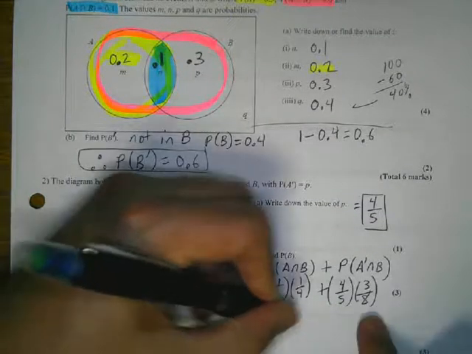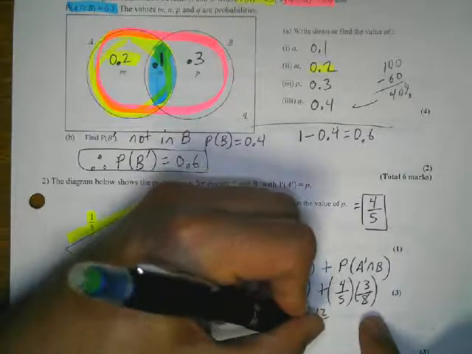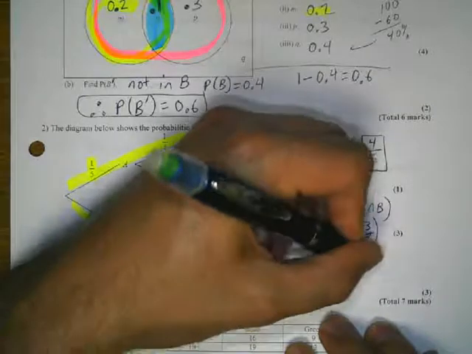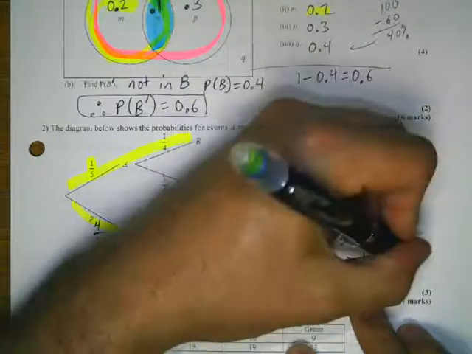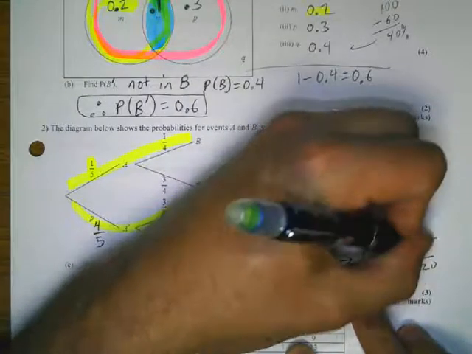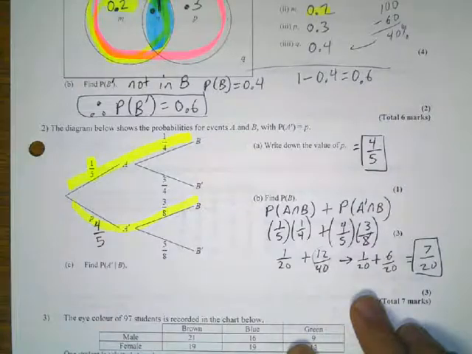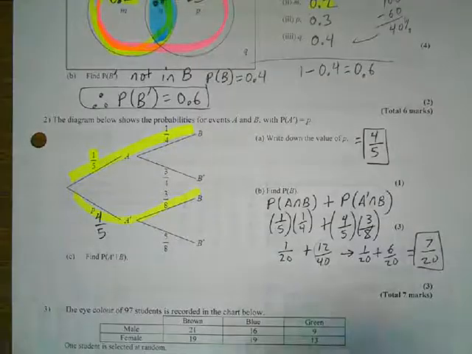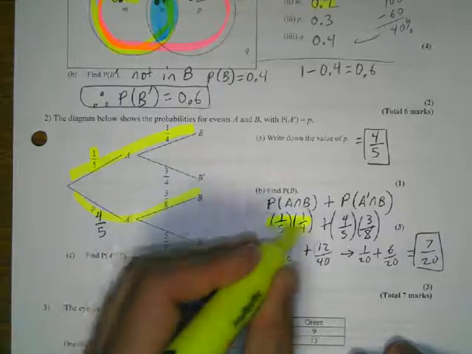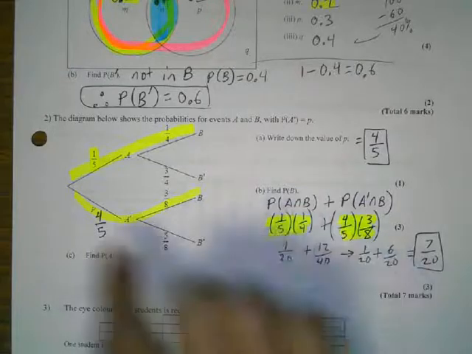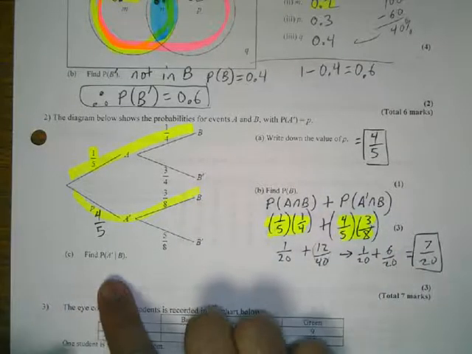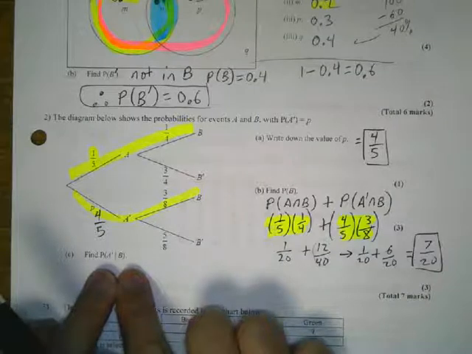1/20 plus 12/40. Well, let's get a common denominator. So this is 1/20 plus 6/20, which is going to give me 7/20. Okay, you might want to hit pause to think about that. So that's this yellow pathway and this yellow pathway to get us the two pathways that add up to the probability of B.